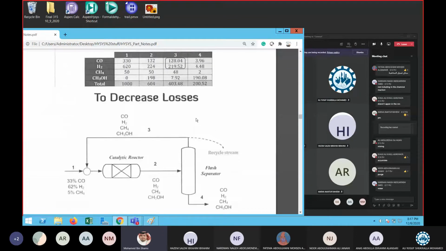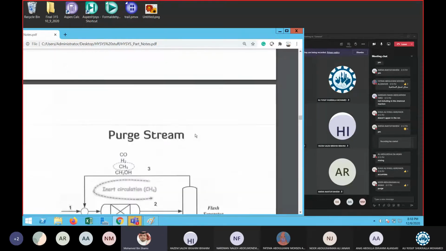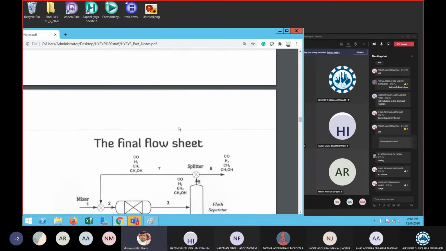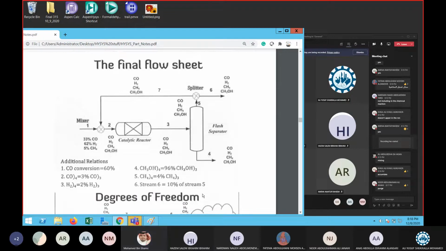So let's now compare. Without a recycle, we have 2 unit operations. Now with the recycle and purge, we have 4 unit operations: mixer, reactor, separator, and splitter. And how many streams do we have now? Before we only had 4. Now how many streams do we have? 7. We have 7 streams in this problem.